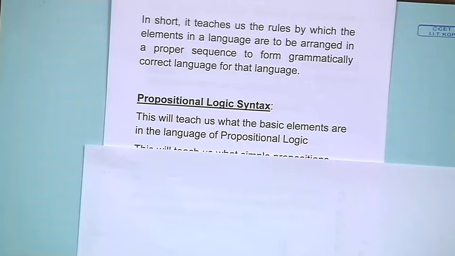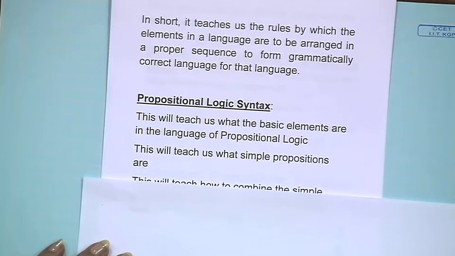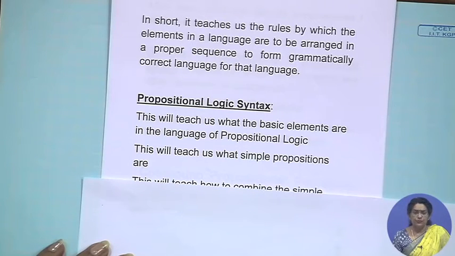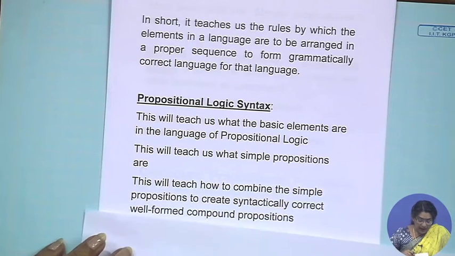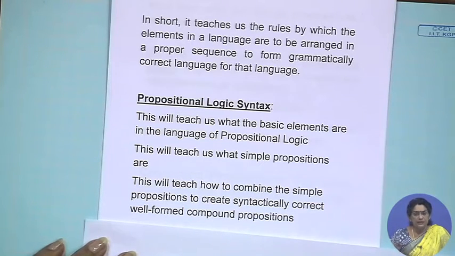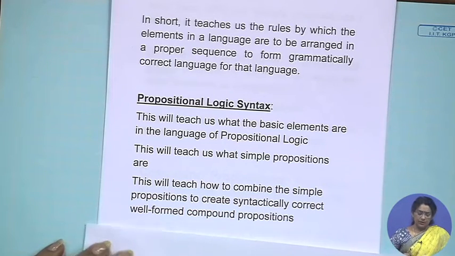First of all, in this syntax we are going to be introduced to the basic elements in propositional logic, the units of operation for us. In that way, we will be introduced to the idea of simple propositions. Earlier, I informally introduced you to the idea of claims, and you will find that the concept of claims is almost the same as simple propositions. It will also teach us rules for how to combine these simple propositions to generate compound or complex propositions. So, there is going to be an idea of connective also. This is what we are going to learn in our introductory lecture on syntax of propositional logic.